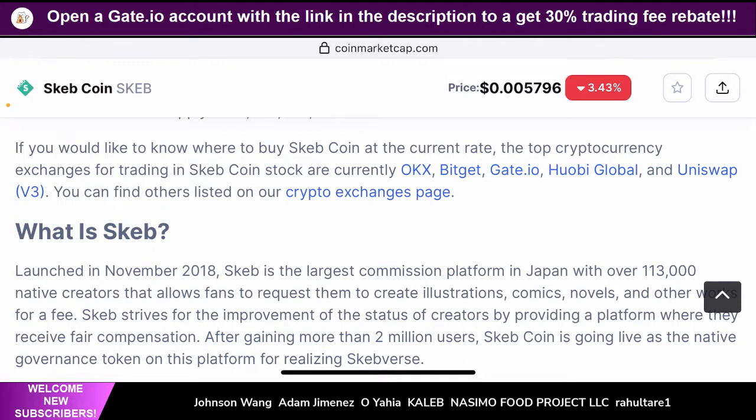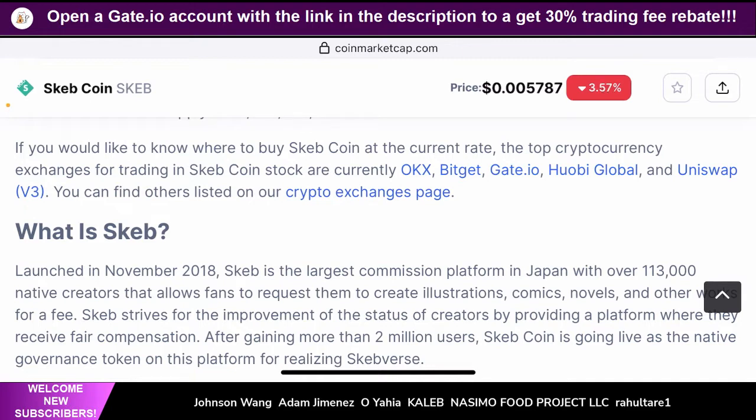After gaining more than 2 million users, Skipcoin is going live as a native governance token on the platform for realizing Skebverse. So they are trying to launch their own metaverse, which is called the Skebverse, okay? And they have gained more than 2 million users. So they already have a huge community backing them, mostly from Japan as well as Southeast Asian countries.